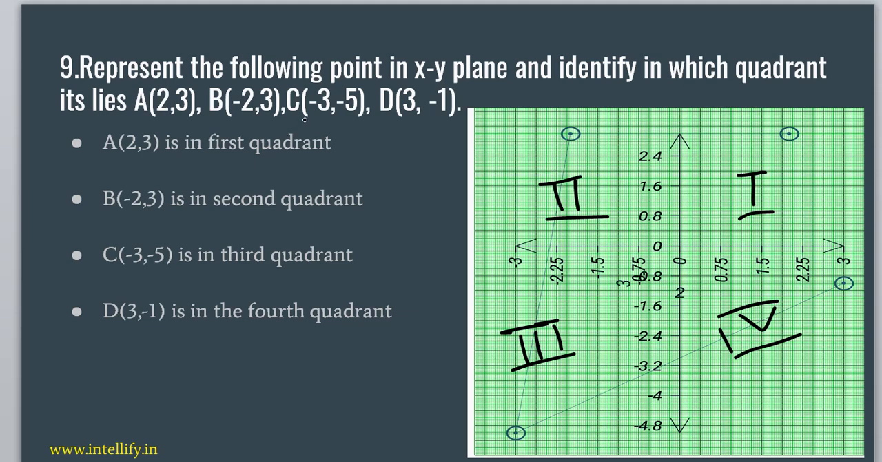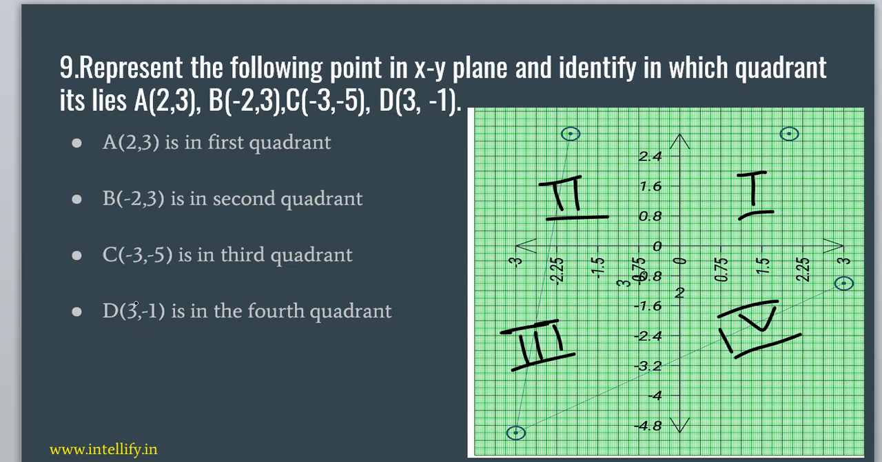After that we have another point c, that is (-3, -5). Here x and y coordinates both are negative. So firstly we will plot -3, that is we'll go left on the x-axis 3 units in the negative direction, and after that we will go 5 units downside, below the axis, which will represent -5 in the y coordinate. So it is (-3, -5), which is in the third quadrant. Here it is in the third quadrant.